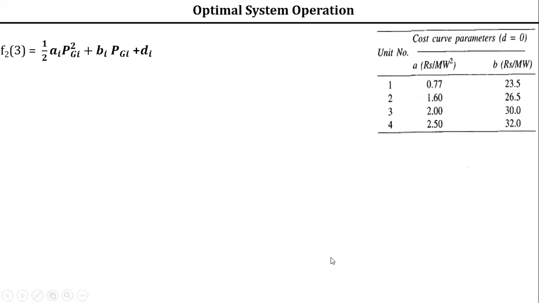So I asked you to calculate that value. F2 of 3. So PG is equal to 3. And here you see this is unit 2. So for unit 2 you have to take the corresponding AI, BI, DI coefficients. For unit 2 you have to consider these values. Okay, these values you should consider.